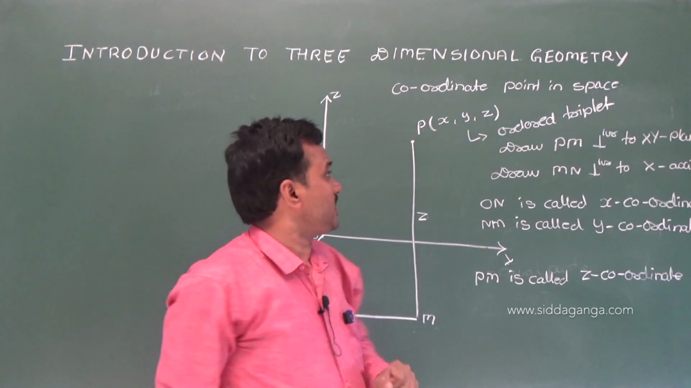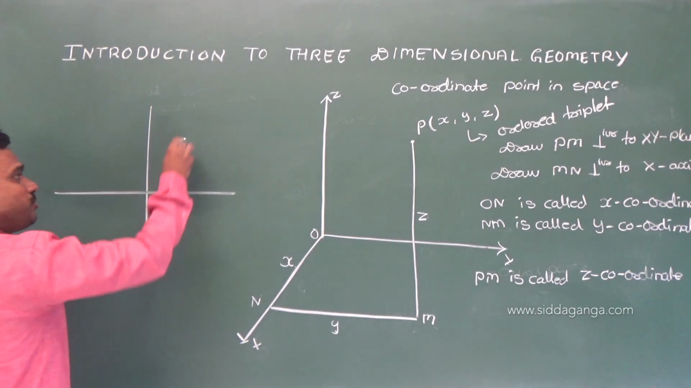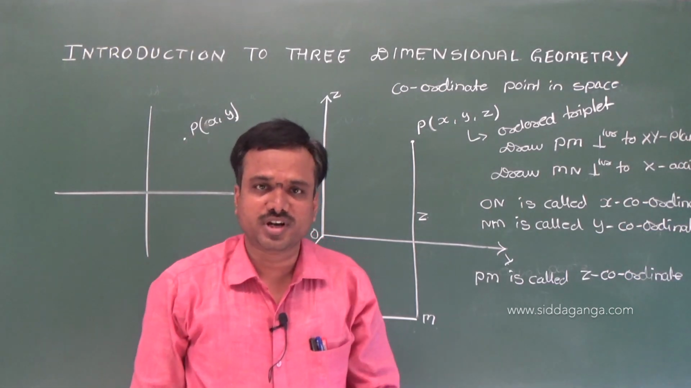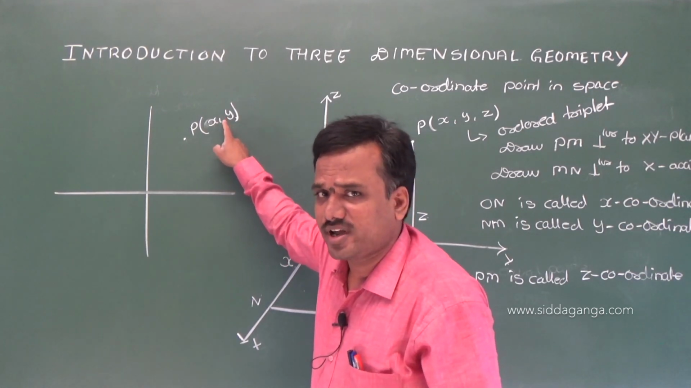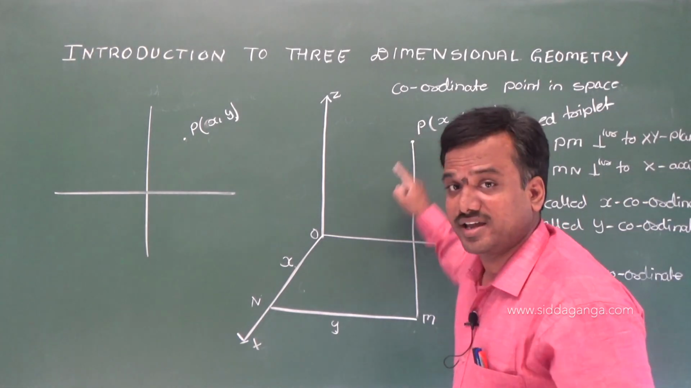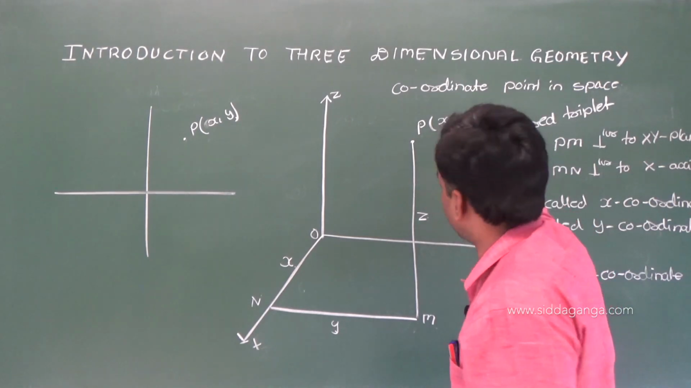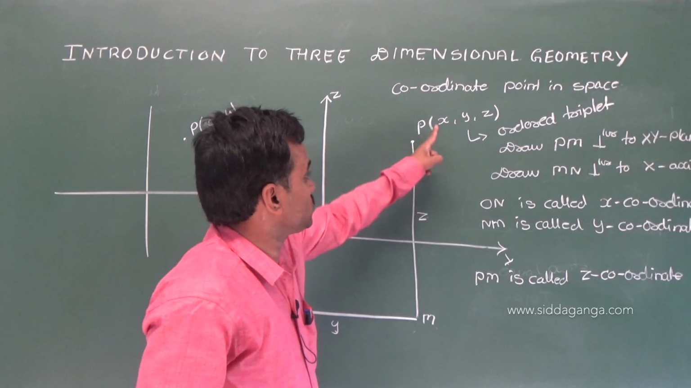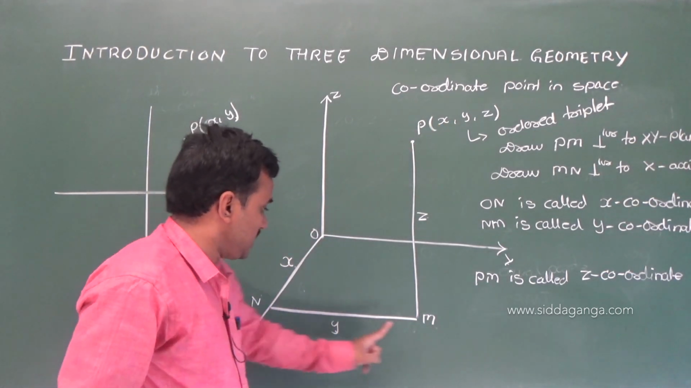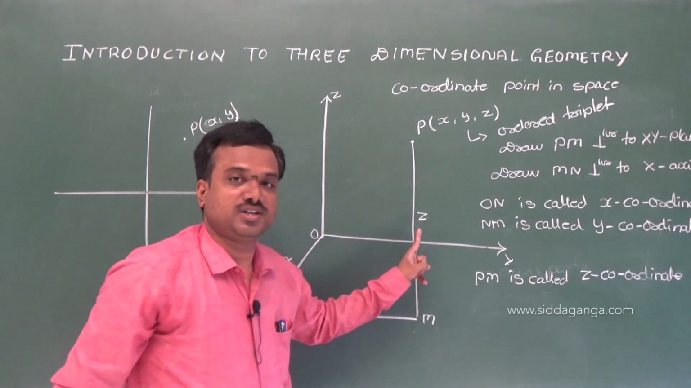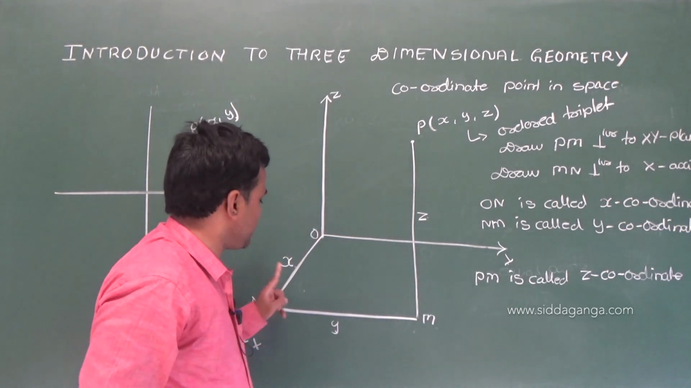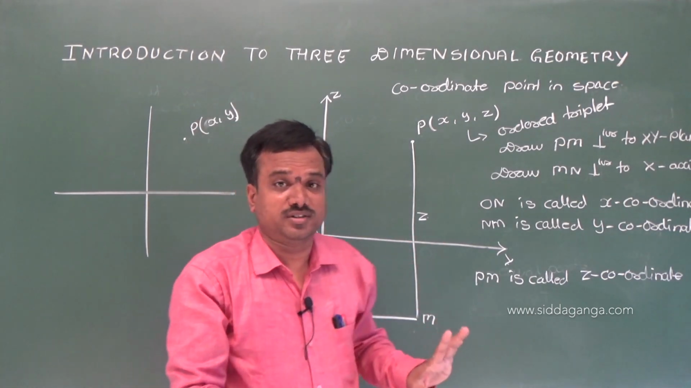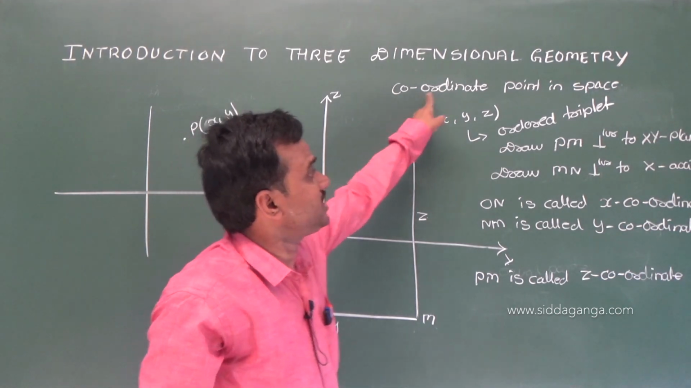Very important. In a plane, the point P contains an ordered pair X comma Y. It means two values, X coordinate and Y coordinate. Whereas in space, the point P contains three coordinates: X coordinate, Y coordinate, and Z coordinate. That's why the point P is called an ordered triplet. ON indicates the X coordinate, NM indicates the Y coordinate, and PM indicates the Z coordinate. Is it clear? This is the method to represent a point P in space.